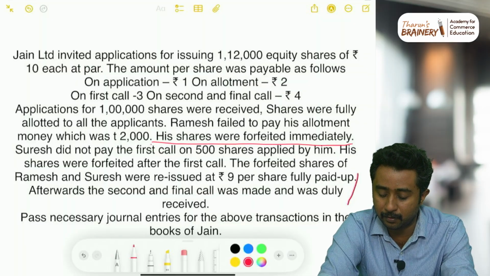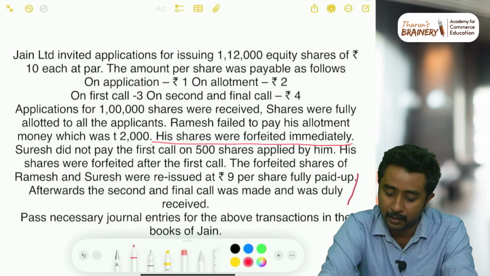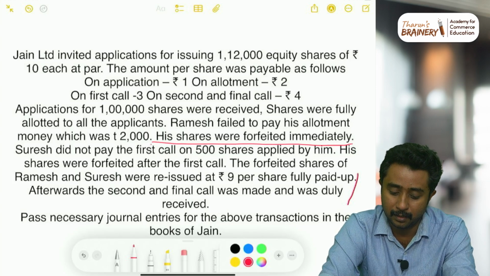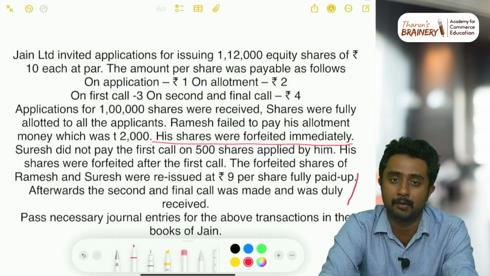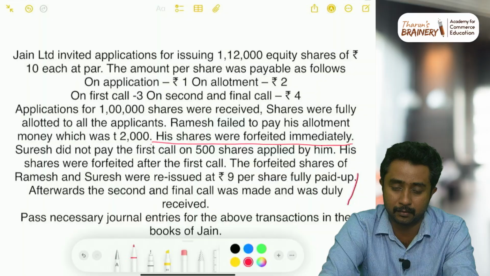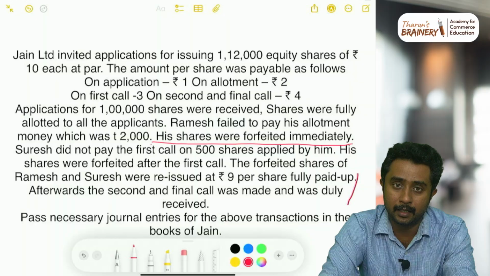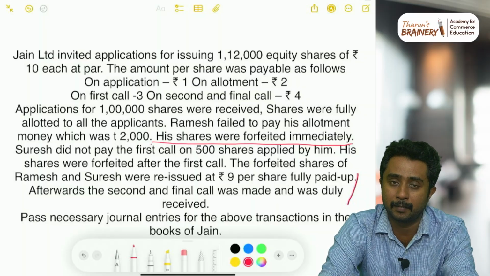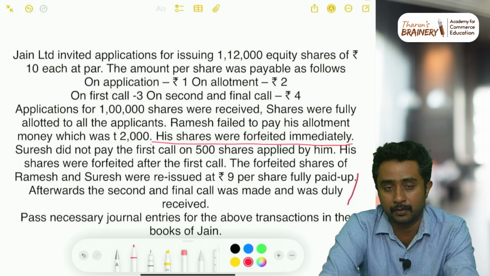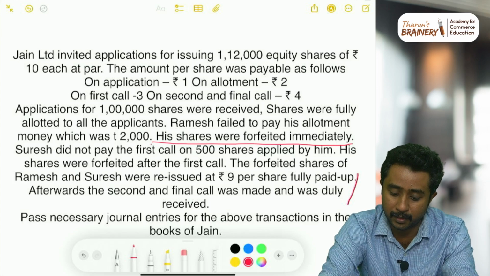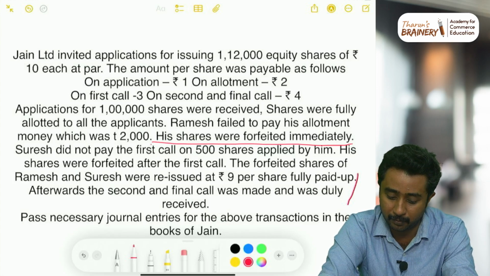Suresh did not pay the first call on the 500 shares applied by him. So they are talking about one more shareholder who did not pay the first call. Indirectly they are saying they have already asked for the first call. So one set of shares is forfeited immediately after the allotment, and again they continue with the calls, and in that call also they face default from another shareholder. His shares were forfeited after the first call. Then the forfeited shares of Ramesh and Suresh were reissued at rupees 9 per share, fully paid up. Afterwards, the second and final call was made and duly received.